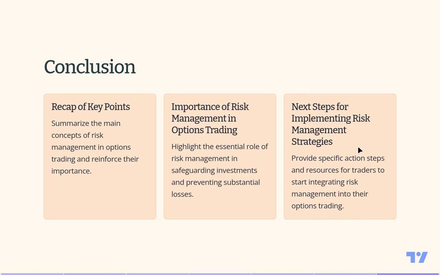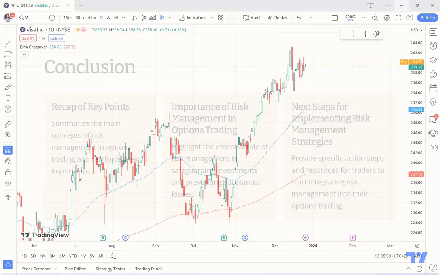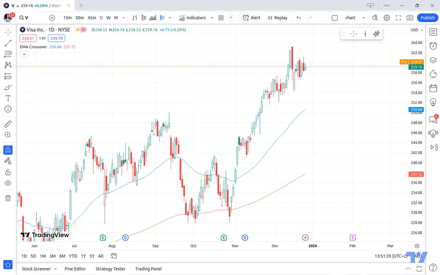And next, steps for implementing risk management strategies. Remember, you need case studies. You need to go out there and test. The good thing about TradingView, which is the platform I am using to record this video, is they do offer paper trading accounts. So you can build your own case studies using a paper trading account. And now I am going to show you the stock that I feel is a good buy.